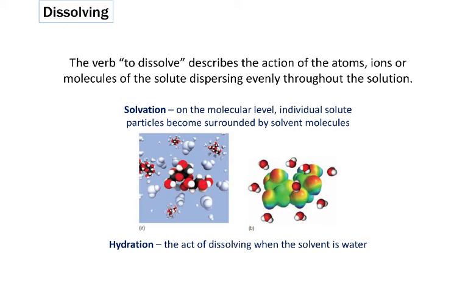So a solution is made by dissolving a solute into a solvent, right? Remember those terms. And so the verb to dissolve is describing an action of the atoms, ions or molecules, or whatever is involved of the solute, dispersing their way evenly through the solution. So remember, we're talking about a homogeneous solution, which means the solute is evenly distributed or the mixture is the same.